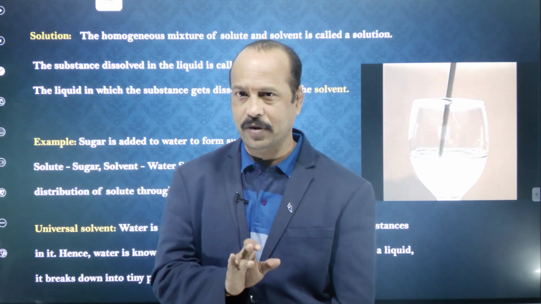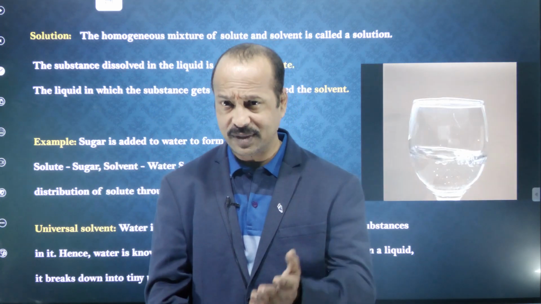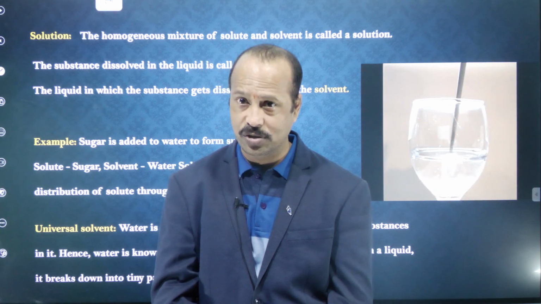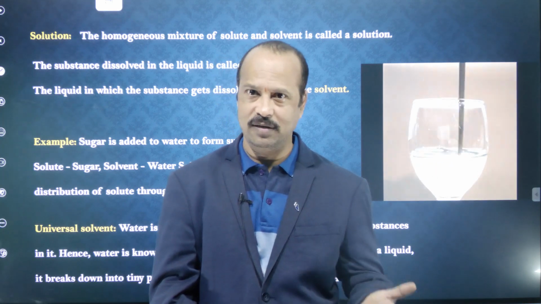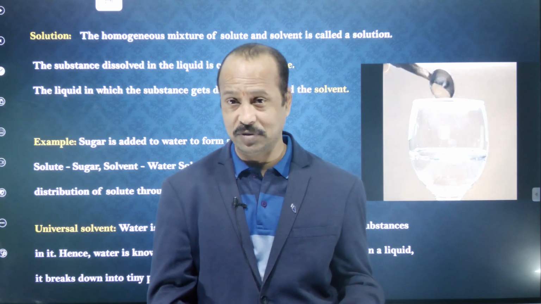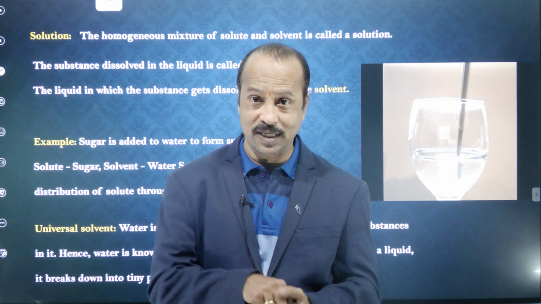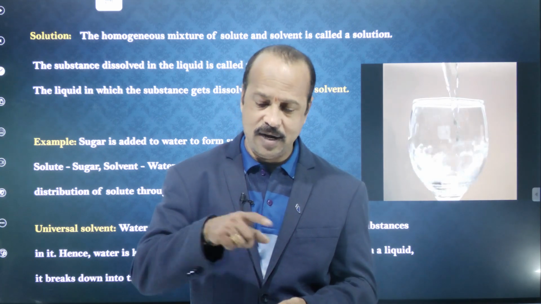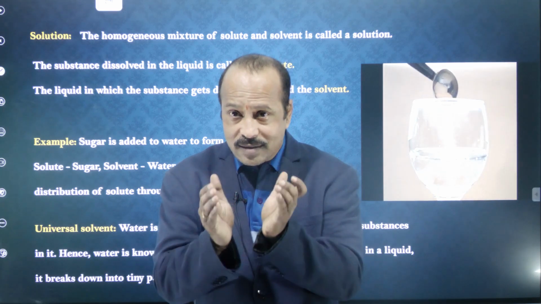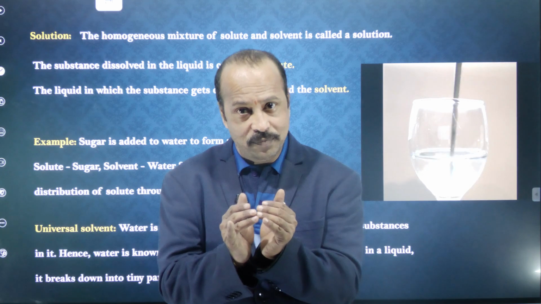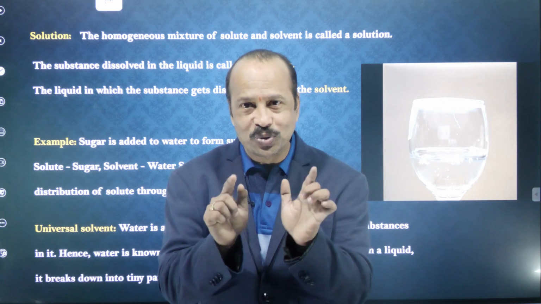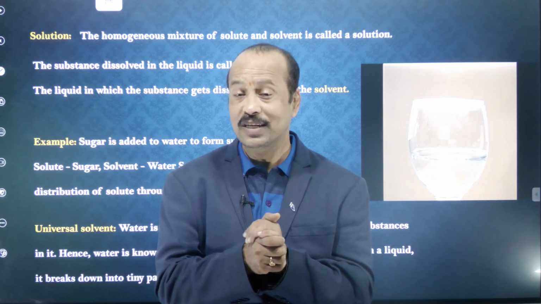Some students don't drink only milk and sugar, but along with that they add something like Horlicks, Boost, or Bournvita. You mix that also, stir it, and then drink it. So what you are drinking, the milk with the sugar, Bournvita, or Boost, whatever it may be, that is called a solution.